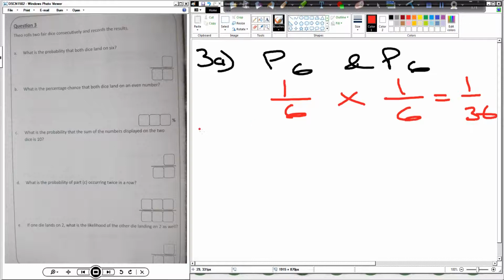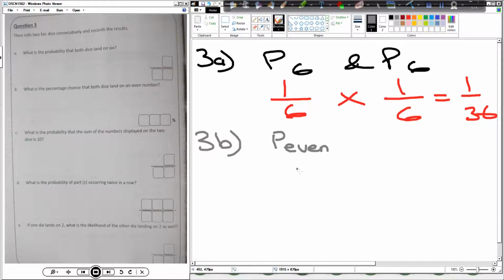Okay, that's 3A. What about 3B? Let's change color. 3B. What is the percentage chance that both dice land on an even number? 50%. Now, question number 3B. Okay, what's the probability of getting an even one on the first dice? How many even numbers do you have in the first one?